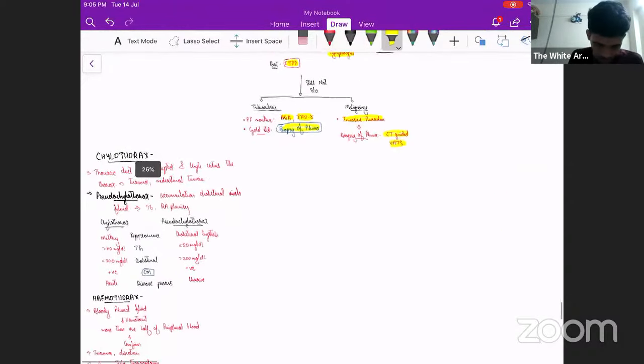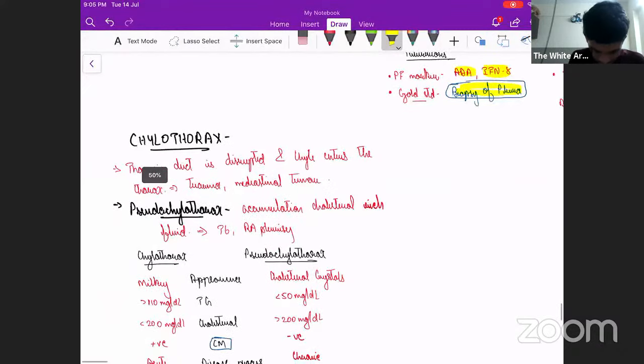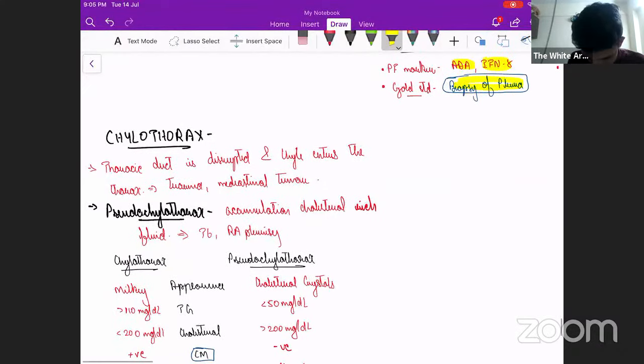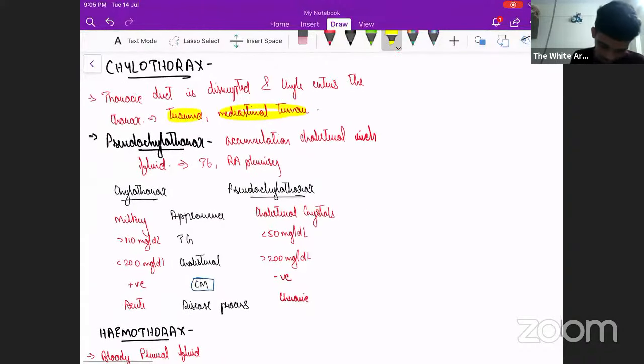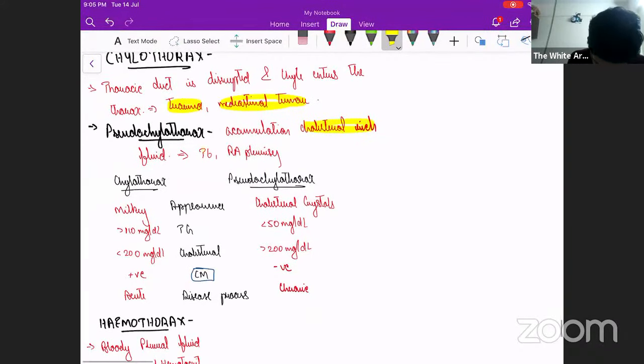And next, there are two entities. One is chylothorax. Chylothorax is nothing but the thoracic duct is disrupted and chyle enters the thorax. It can be because of trauma or a mediastinal tumor. So what is pseudochylothorax, and how do you differentiate it? Over here, there is cholesterol-rich fluid. It is not chyle that enters, but cholesterol-rich fluid. The causes here are TB or rheumatoid arthritis leading to pleuritis.